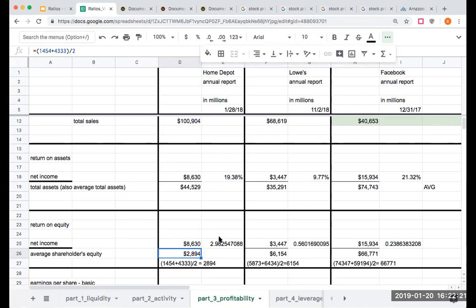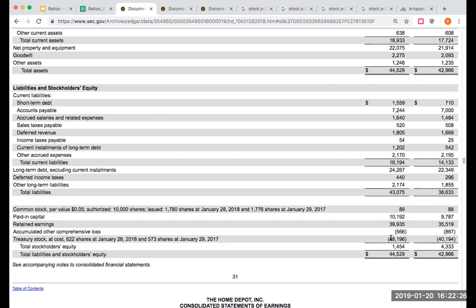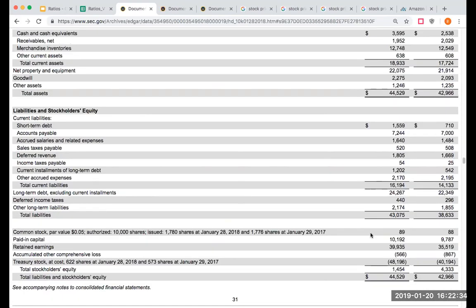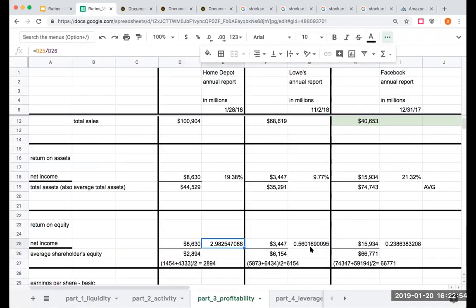And to remind ourselves, why is that the case? Home Depot is a very interesting company. They have reacquired, as of January 28th of last year, about 48.1 billion worth of their shares. And that number is even higher today. So Home Depot is pretty aggressive in terms of using its extra cash to continue to buy back their own shares. So that's why that number looks really, really high, and it's probably going to be an outlier for any other company that we'd be looking at.